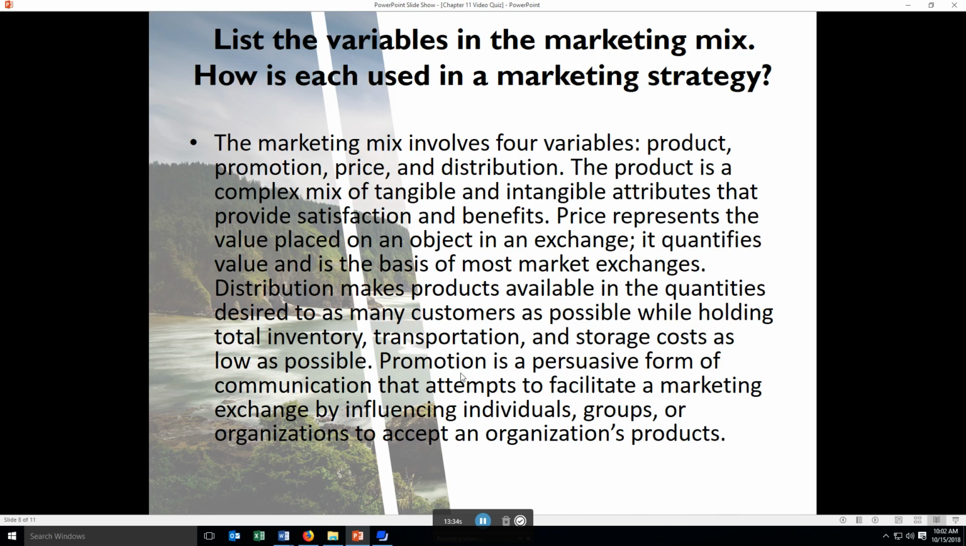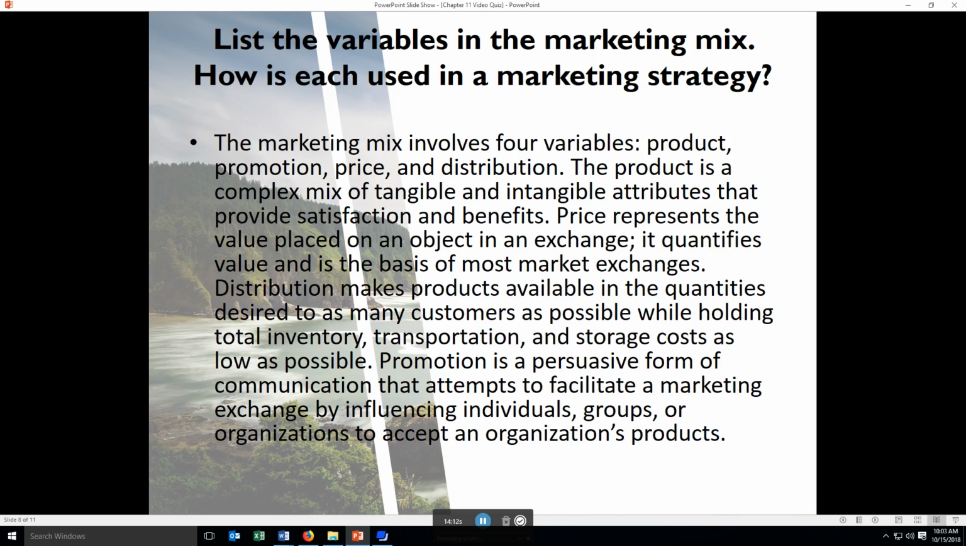So we'll start here again. Promotion. We talked about Tiger Woods. Tiger Woods was a famous golf player. When he was making the Buick commercials, he hadn't done anything wrong. He hadn't gotten in trouble. A lot of older people knew who he was because older people are interested in golf. And he would promote, which is communicate in a persuasive form, to facilitate a market exchange to get people to buy a Buick.